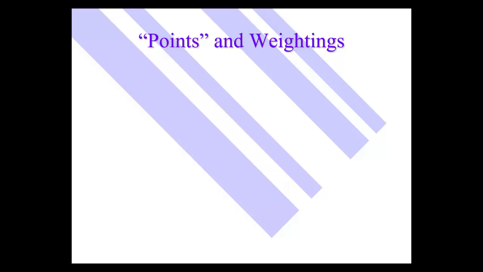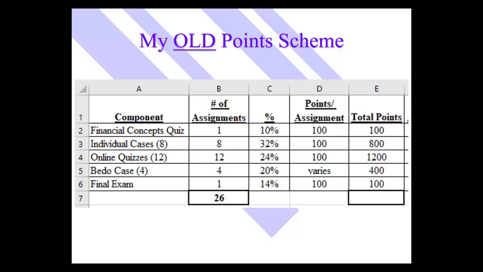Okay, points and weightings. Now, here was my old points scheme. My financial concepts quiz, that was 10% of the grade. That was 100 points. My final exam, that was 14% of the grade. That was 100 points. In other words, the points were not equal, but it didn't matter because all the points within the same assignment group are the same. So, for example, my individual cases, there were 8 cases. They were each worth 100 points. And then all told, that assignment group was worth 32% of the grade. So it didn't matter that the point designations between the different groups were not equalized.